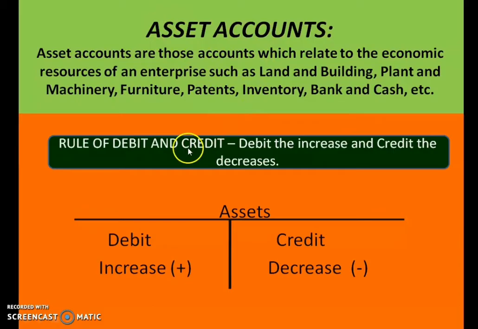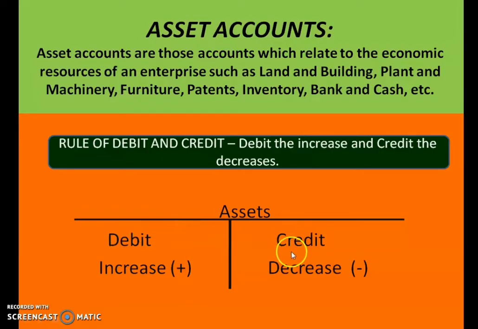A very important rule you have to understand over here is the rule of debit and credit. Debit the increase and credit the decrease. So whenever you are preparing an asset account, what is the situation when an asset is increased? Which example can you say as asset increase? Land purchase, building purchase, machinery purchase, furniture purchase. So these are the cases when your asset is increasing. Whenever your asset is increasing, you have to debit those assets. Okay, so increase in asset will be debited.